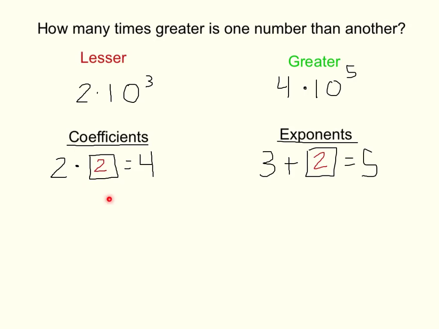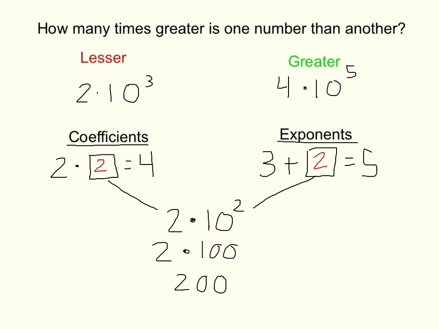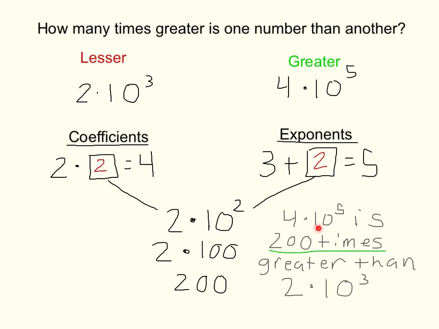Our next step is to combine our answers. When we combine our coefficient with our exponent, we get this expression, 2 times 10 to the 2nd power, which in expanded form looks like this. 2 times 100, and multiplied out together equals 200. But what does this 200 mean? Well, it means 4 times 10 to the 5th power is 200 times greater than 2 times 10 to the 3rd power. Let's take a moment and write down our steps.